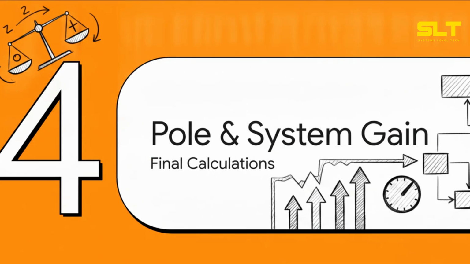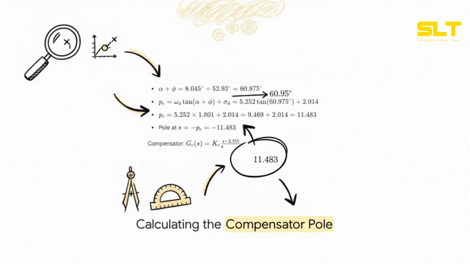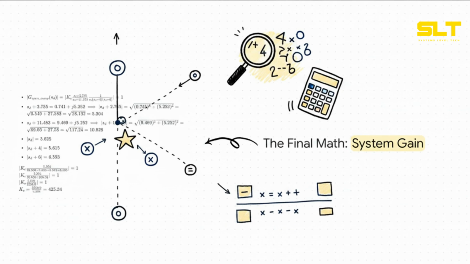Section 4. Finding pole and system gain. Let's move on and see how this builds. Finding our pole location, PC, uses an almost identical formula to the 0, but with one key difference. Instead of just using alpha, we use alpha plus our angle deficiency phi. So we add our 8.045 degrees to our 52.93 degrees. We drop that combined angle right into our tangent function alongside our pole coordinates, and boom, we successfully pinpoint our compensator pole at 11.483.